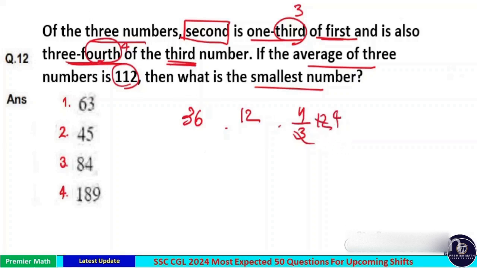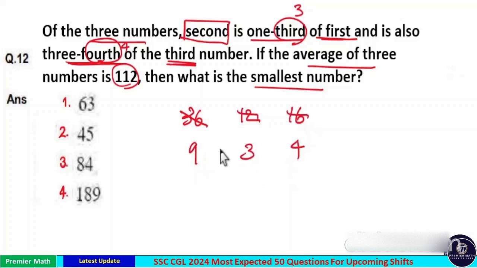Now 3 goes 4 times in 12. 4 into 4, 16 is the third number. Now if you take the ratio, 4 goes 9 times in 36, 4 goes 3 times in 12, 4 goes 4 times in 16. So 9 is to 3 is to 4 is the ratio.